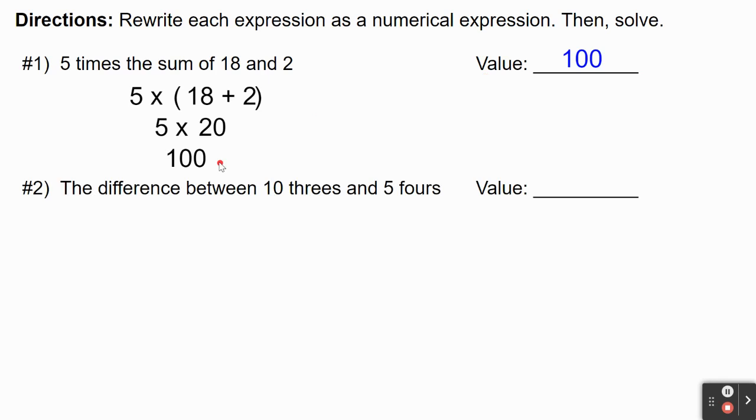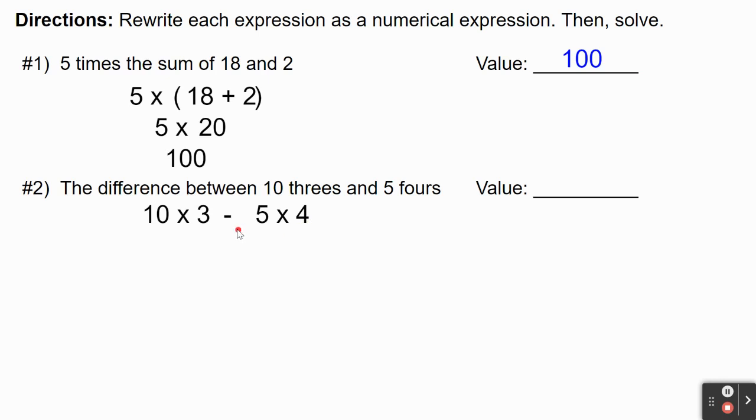Let's try number 2. The difference between 10 threes and 5 fours. Well, the difference is the answer to a subtraction problem. So we know we're going to be subtracting. Now let's figure out what we are subtracting. We're going to be subtracting 10 threes, which is the same as having 10 groups of 3, or 10 times 3. We are subtracting that and 5 fours, which is the same as 5 groups of 4, or 5 times 4. So now we can go ahead and solve this.